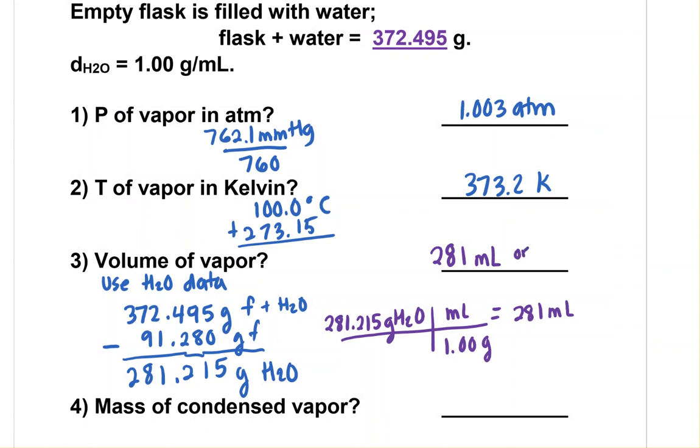But we're going to need the volume in liters, so let's go ahead and convert that to liters. That's just a simple conversion like that. So the key here on this one, the volume of the vapor is equal to the volume of the water that's in. That's the tricky one.